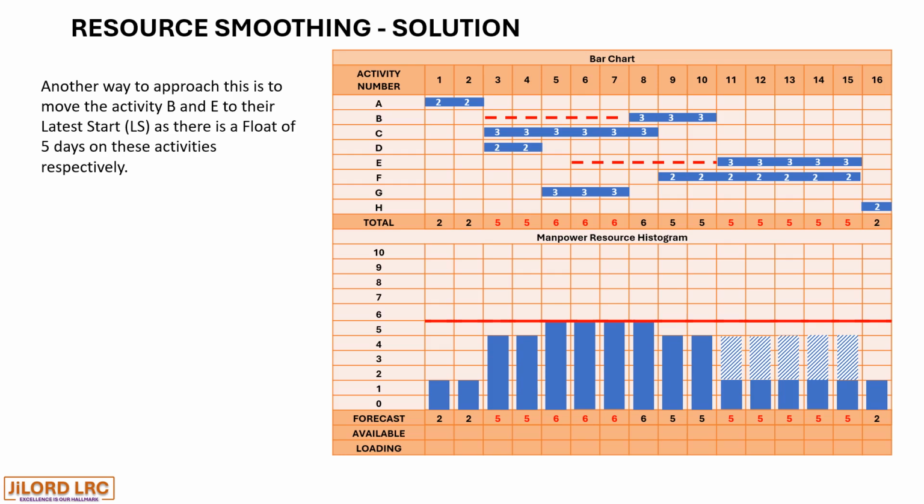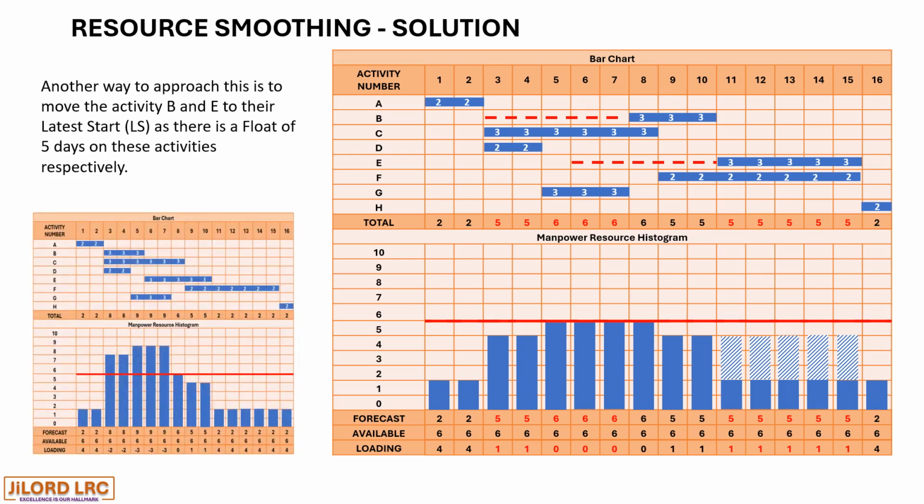This is another way of doing it. So you realize that we moved only activities on the float. First, we use activity D and G, and secondly, we can move activity E and B. All of this would work for the project without incurring further cost. Comparing it with the initial bar chart, we have seen that we have succeeded in smoothing the resources.